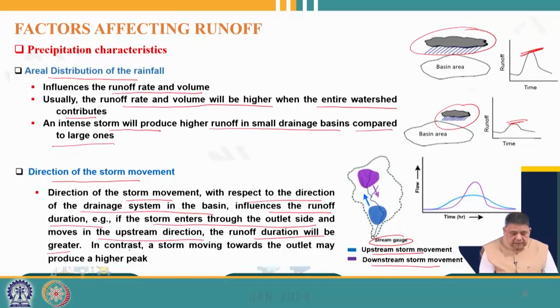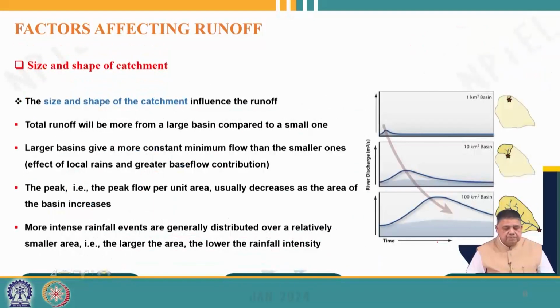And in contrast, a storm moving towards the outlet may produce a higher peak. So one which is coming in this direction will have a higher peak as compared to the other one, but the total flow, I mean the flow duration, will be much larger for the storm which is moving upstream.